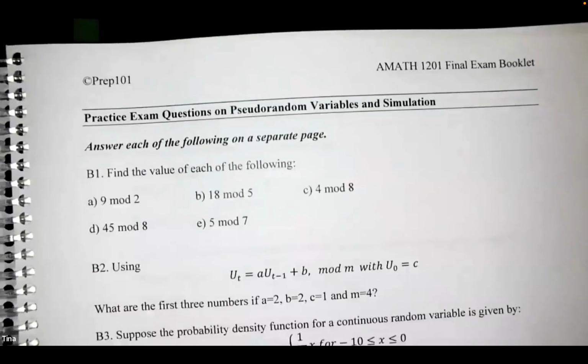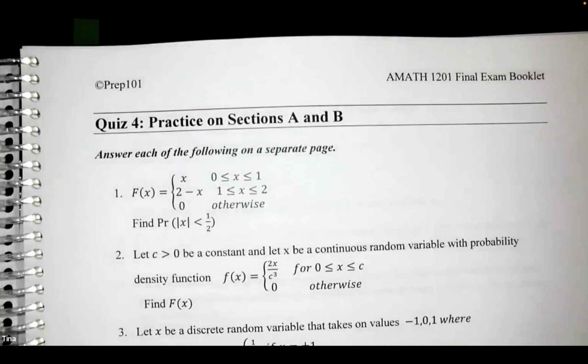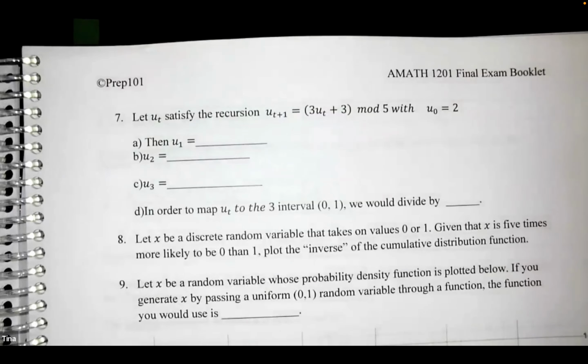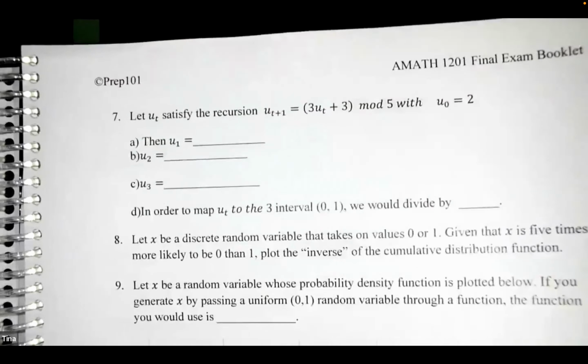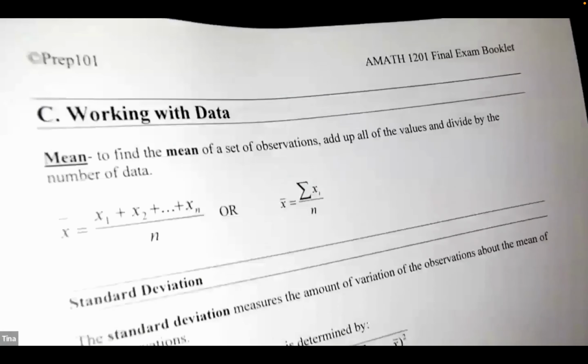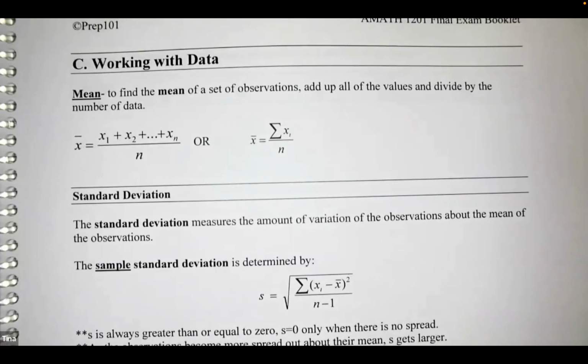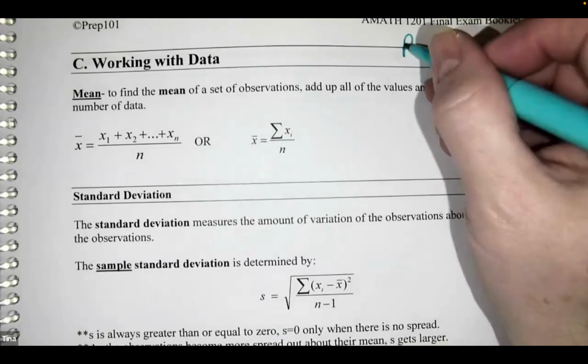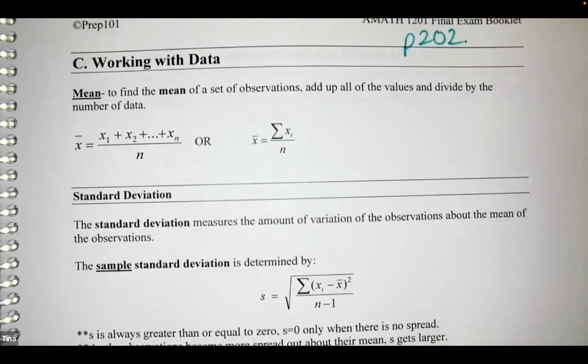Okay, so the next section is also pretty short. So there's a quiz 4 there. You can try those. Also, good idea to redo your own quizzes before your final. So turn to 202. This section is really short.